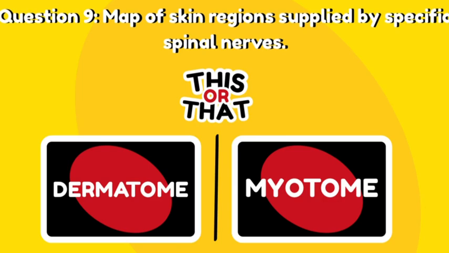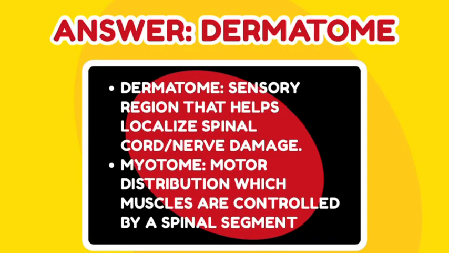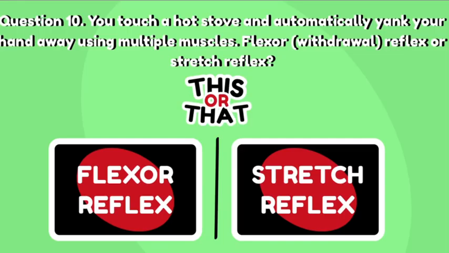Round 9. This or that. A map showing which spinal nerve feels sensation from a strip of skin. Dermatome or myotome? Dermatome. Dermatome is a skin map that shows which nerve feels each spot. Correct.